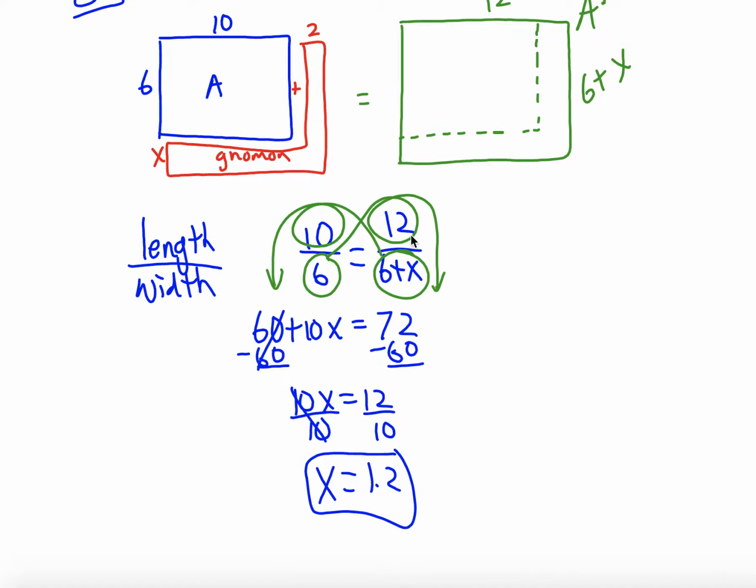You can now solve these by multiplying both sides, kind of cross multiplying. So multiply 10 times the 6 plus x, which is 60 plus 10x, and the 6 times 12, which is 72. Then you just have a nice little equation to solve. So subtract 60 from both sides, 10x equals 12, divide both sides by 10, you get x equals 1.2. When you set these up, always think of it as having length over width equals length over width. Or if you want width over length, it doesn't matter as long as you make sure you have length across from length, width across from width.